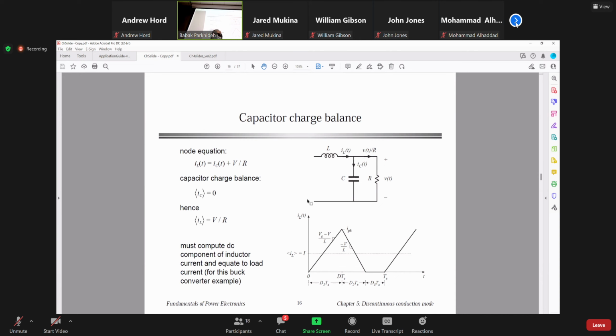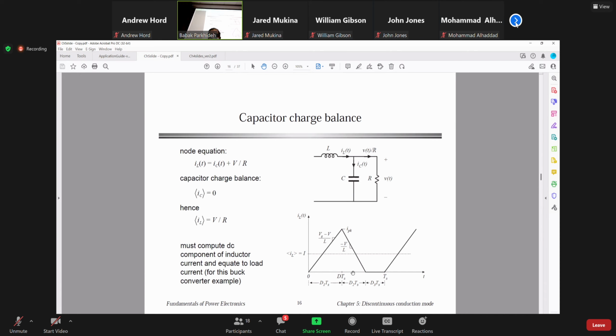When one of the principles doesn't help, you just go for the next one, charge balance. So you look at the capacitor here. Like before, the capacitor current is the inductor current minus the load current. Regardless, this capacitor doesn't carry the current all the time, it's a filter. So the average inductor current is essentially the load current. So that's one thing.